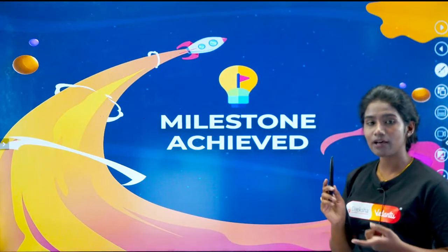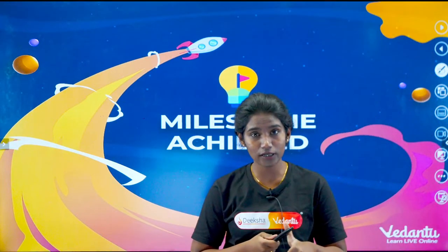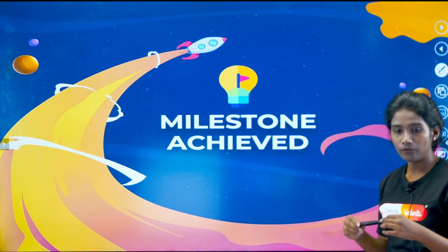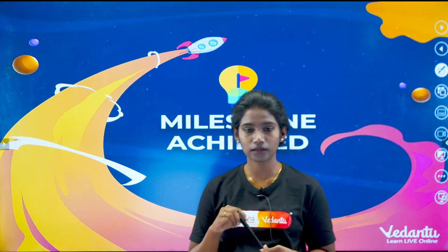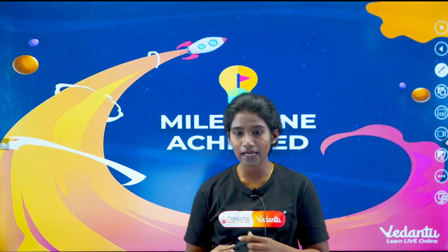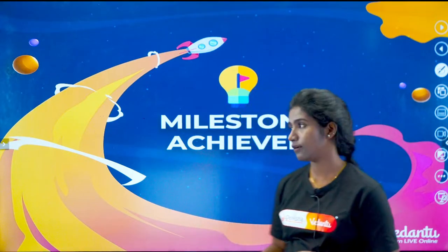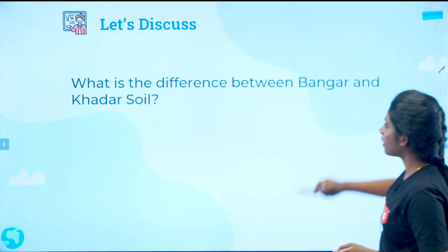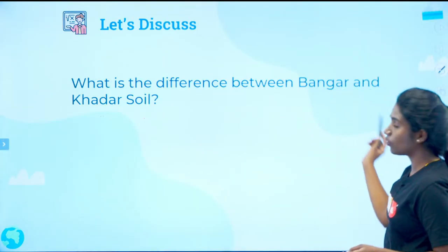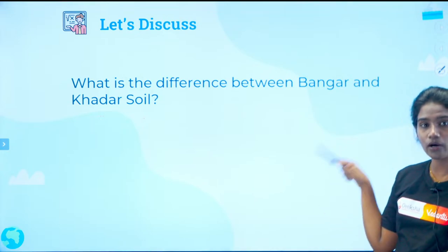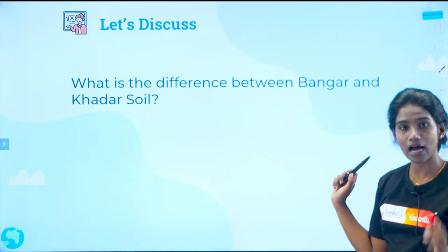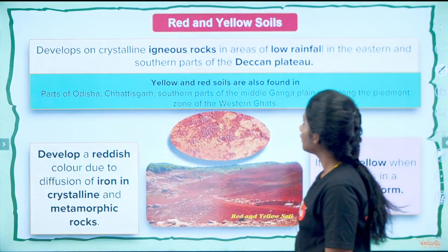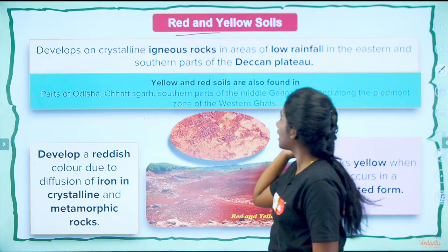Okay, so we are done with the alluvial soil and the black soil. Any doubts till now? You want me to repeat any other topic? Now this is your homework question. I want you all to comment the answer for this question after the session is done. Okay, fine. So now we'll move on to red and yellow soil.